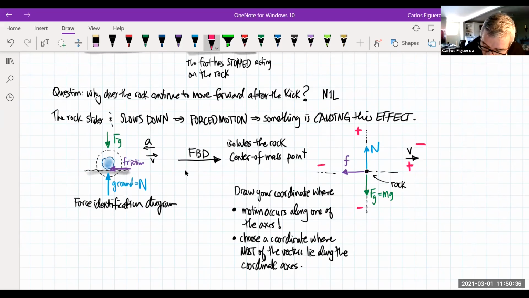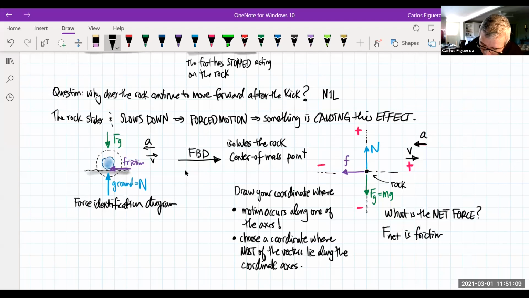And because we know that this thing is decelerating, we then ask the question, what is the net force? In this case, the net force is what? It's friction. But look at the direction of friction. It's in the negative direction. And so the net force is friction in the opposite direction of velocity.